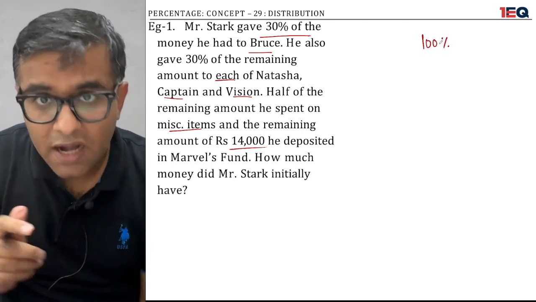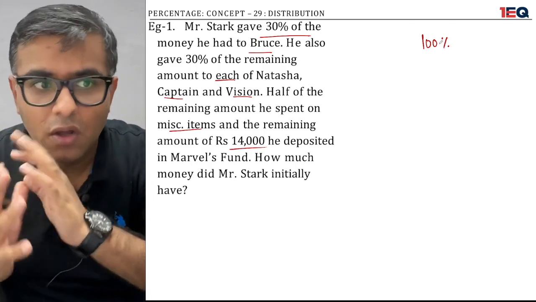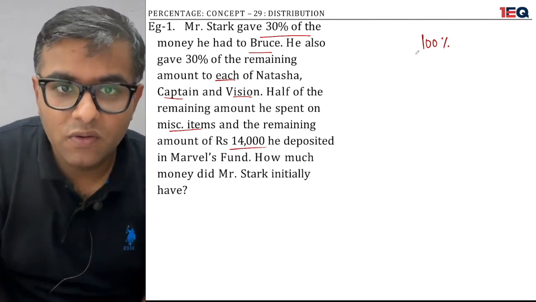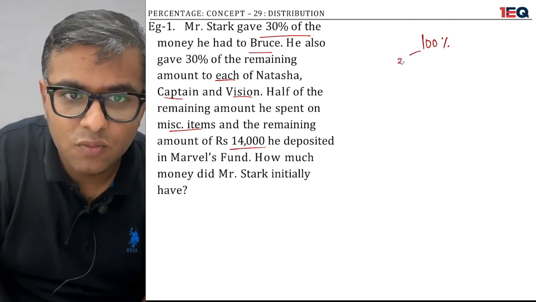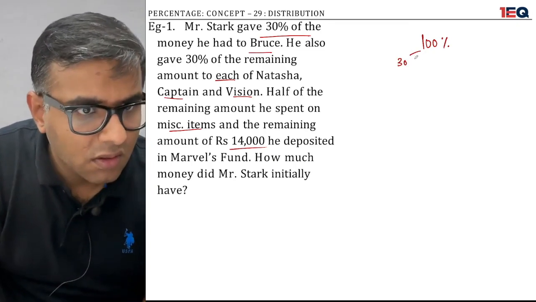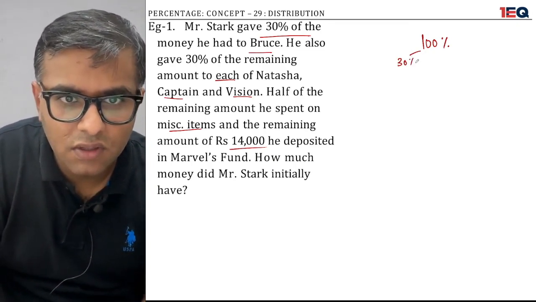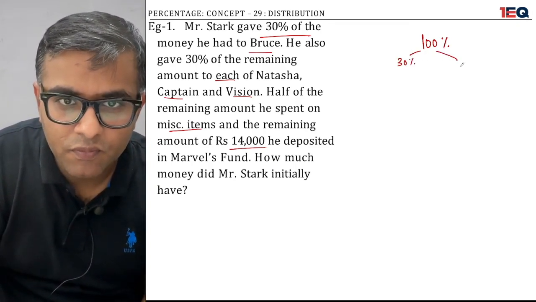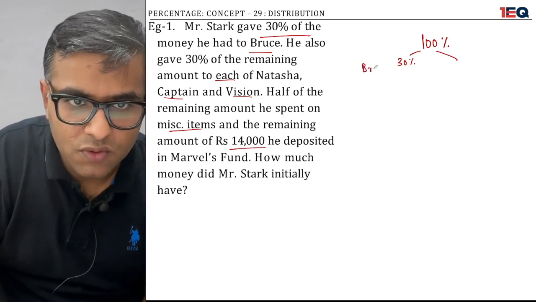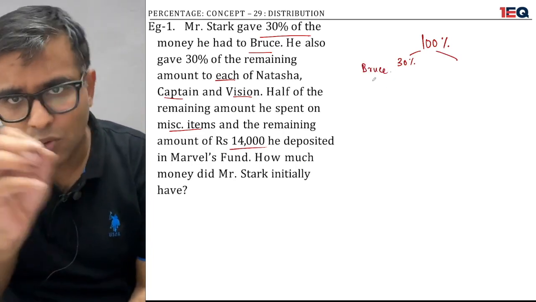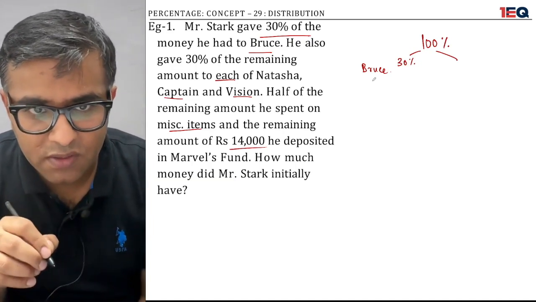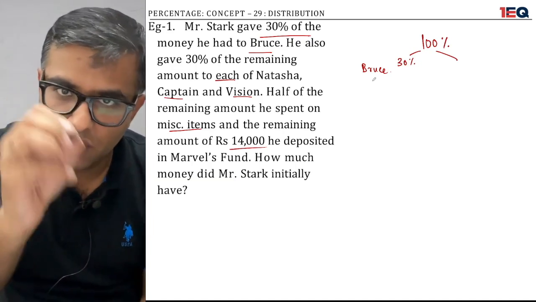Okay, he had a big pool of 100% money. Out of that, he gave 30% to Bruce Wayne. There's no other Wayne written, so I presume it is Bruce Wayne. I'll write Bruce over here. In the examination, if he's not talking about Bruce Wayne or somebody else, it is okay for you to not write the name at all.